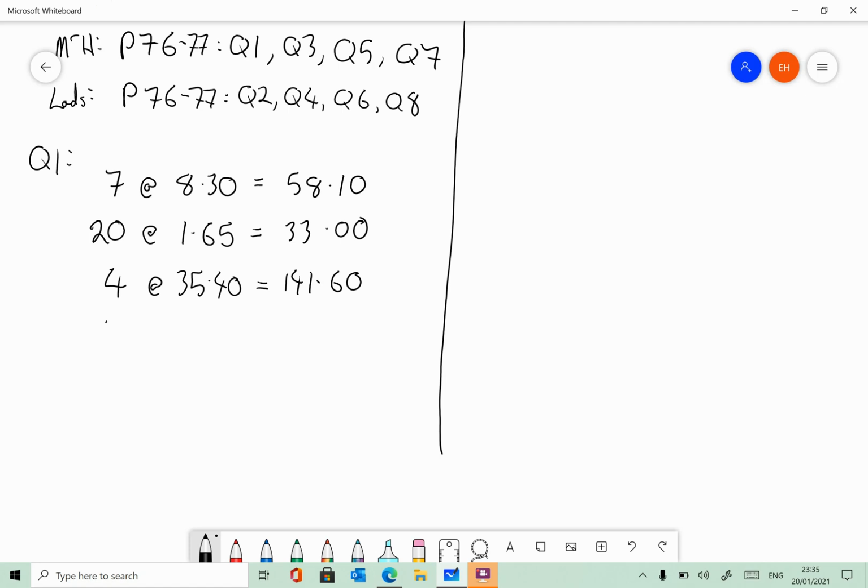3 hours of labor at 21. Well, I don't need a calculator for that. Famous last words. It's going to be 63 euro, I think. And then 4 tires at 74.80. So I'm going to multiply again. 4 multiplied by 74.80 equals 299.20.